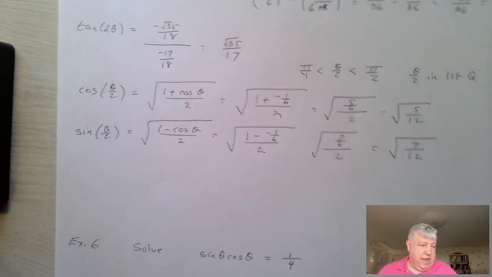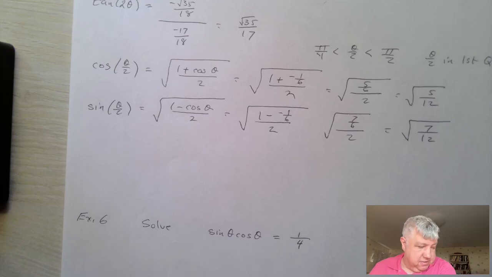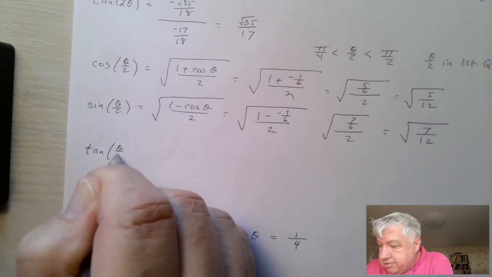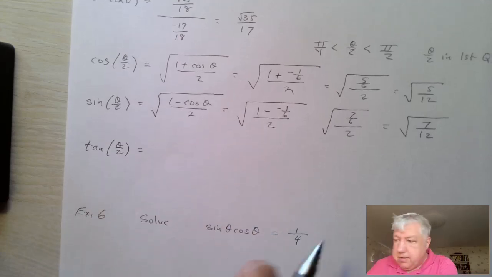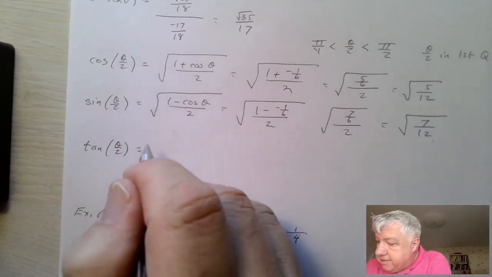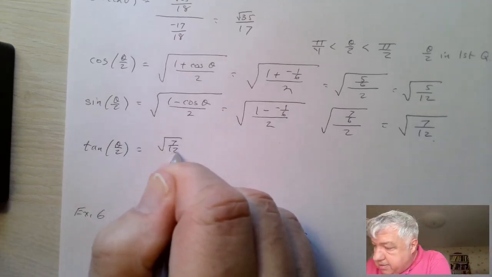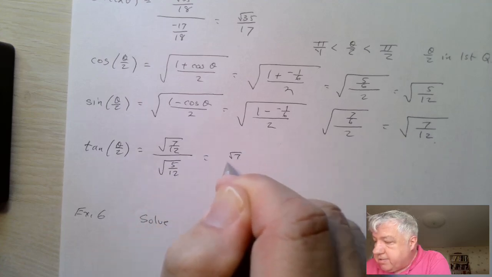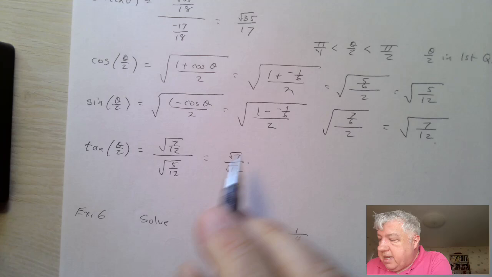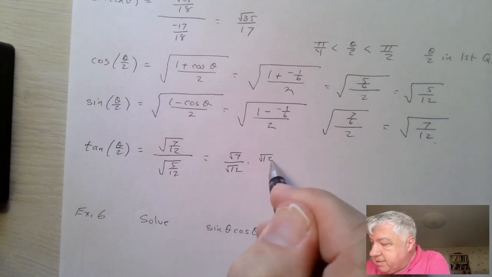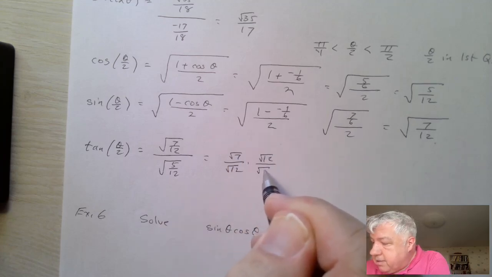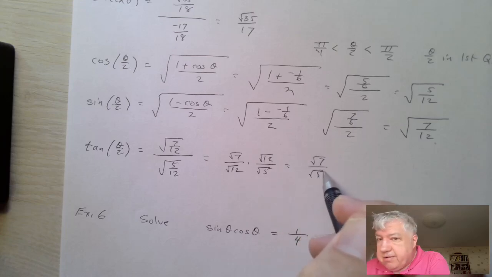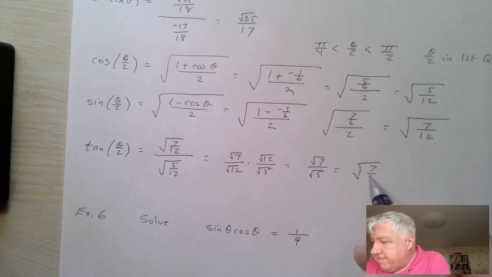And then for the tangent, let's just divide. So the tangent of theta over 2 is this divided by this, which can be written as the square root of 7 over the square root of 12 times the reciprocal of this. So this will be the square root of 7 over the square root of 5, or the square root of 7/5.